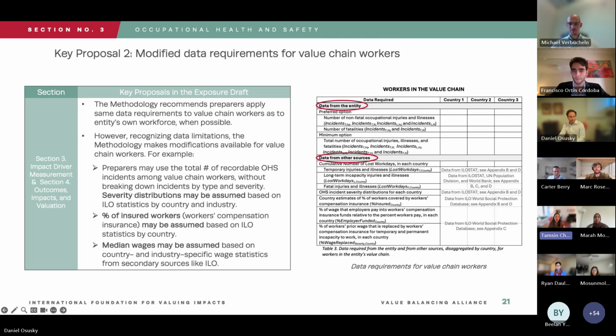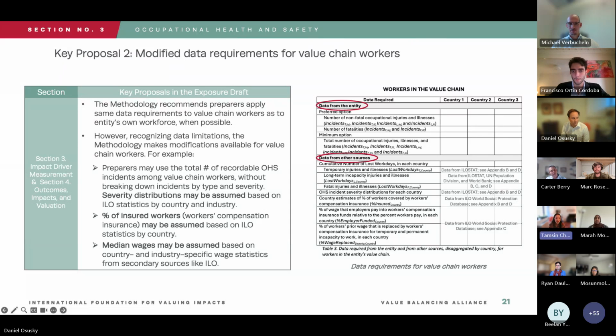Likewise, percent of insured workers may also be assumed based on ILO statistics by country. What that refers to is the percent of value chain workers who are covered by workers' compensation insurance. And finally, median wages ideally would be, again, provided specific to the value chain entity, but if that's not available, may be assumed based on country and industry specific wage statistics. And that's specifically for the lost wages component of the impact pathway.